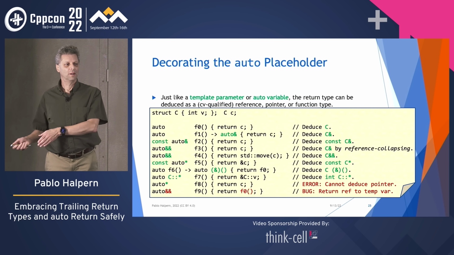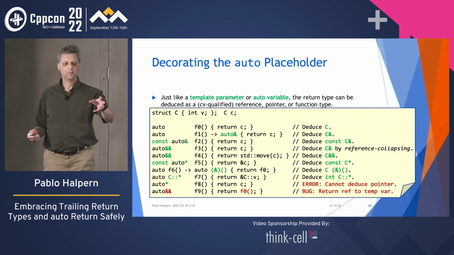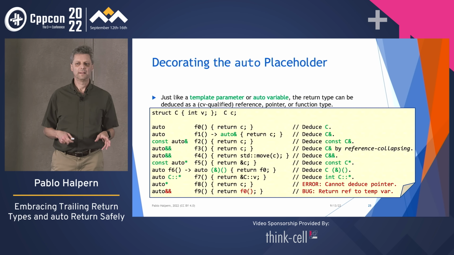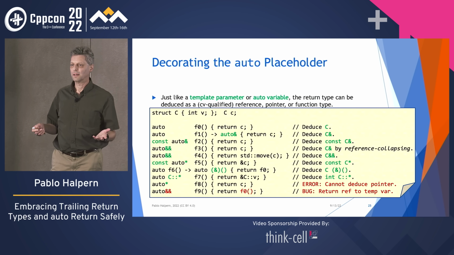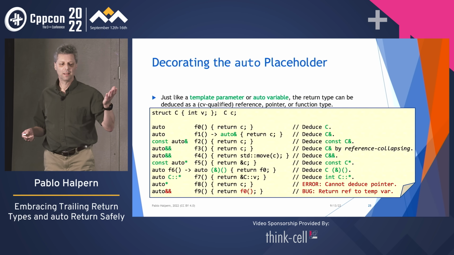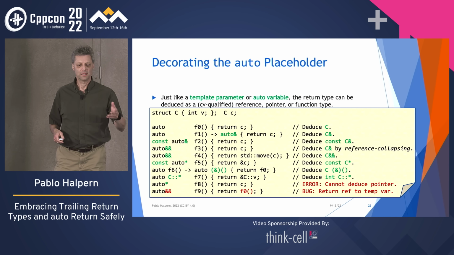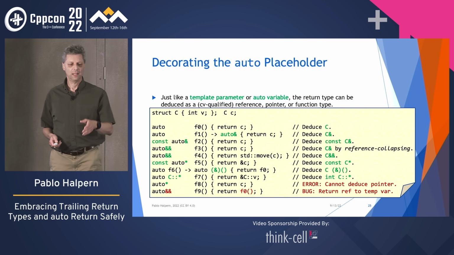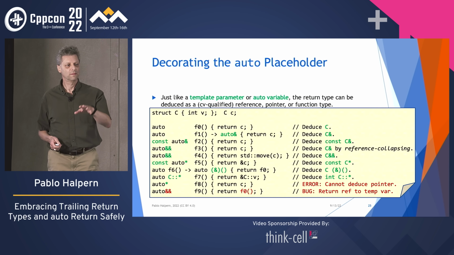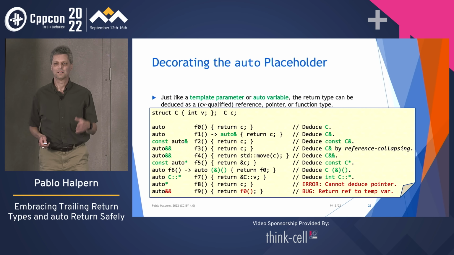Now back to auto return. The auto placeholder on the left can be decorated the same way as a template parameter or an auto variable, right? With reference and const qualifiers and so on. And all of the same pattern matching. I'm not going to go one by one through all of these. You can glance at them and you can look at the slides later after the conference is over.